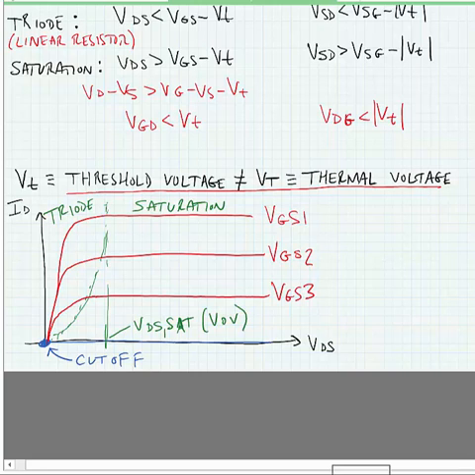Okay, we're going to look at the regions of operation of a MOS transistor in more detail in the next sections.